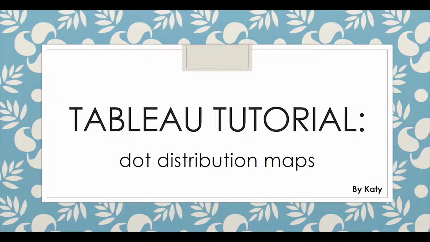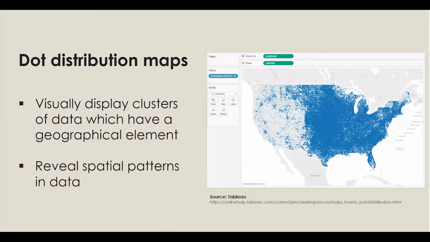Welcome to this Tableau tutorial where I'm going to show you how to create a dot distribution map. Dot distribution maps are useful for visually displaying clusters of data which have a geographical element. In this example from Tableau, each dot represents one instance of a hailstorm in the USA over several decades. The clustering of the dots shows obvious weather patterns over time.